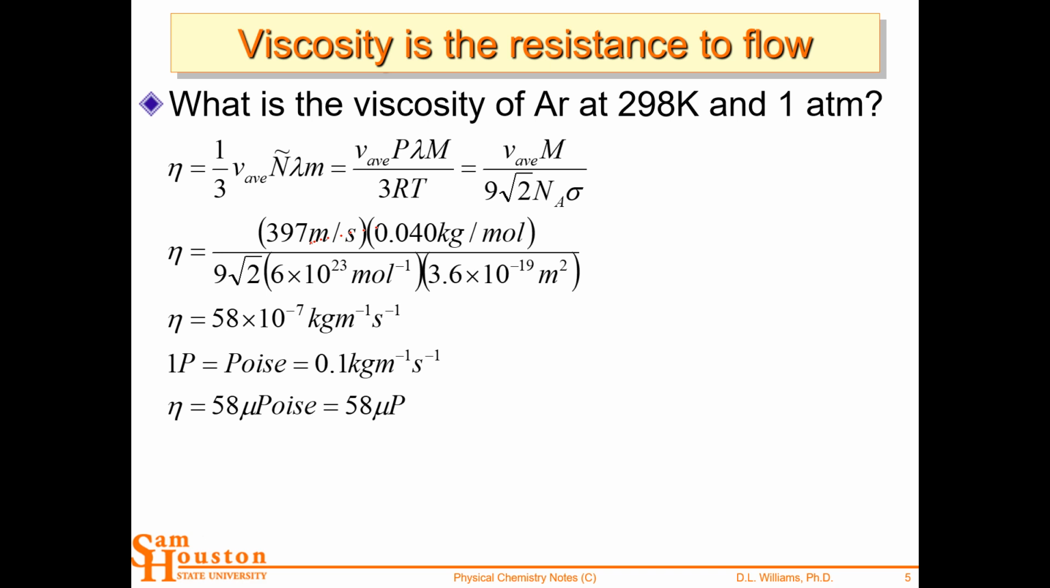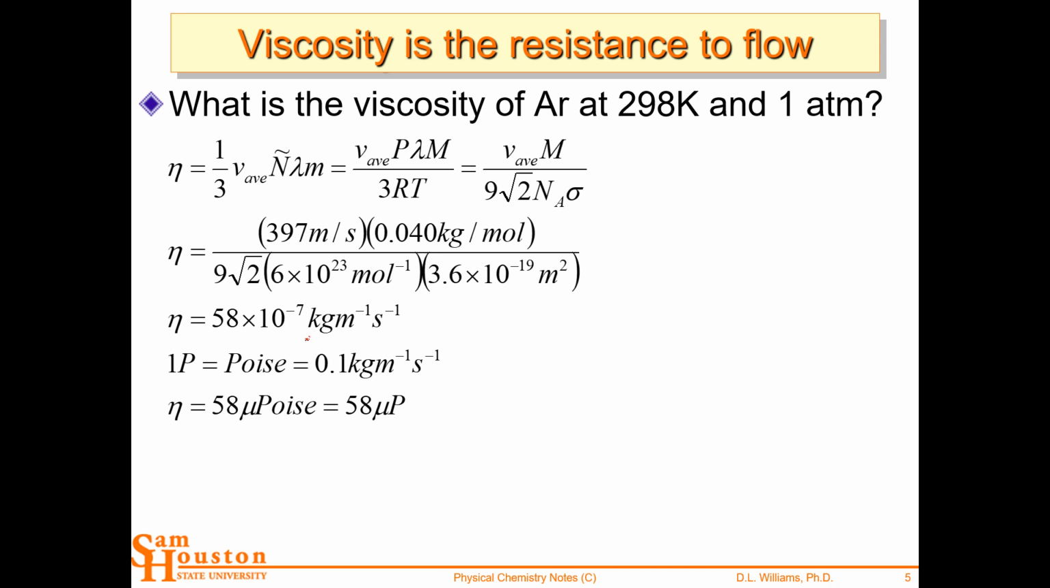And so we end up with these SI units, 58 times 10 to the minus 7 kilograms per meter per second. And this has a strange unit called poise. And poise is 0.1 kilograms per meter per second.